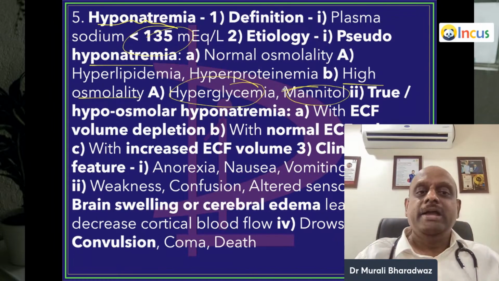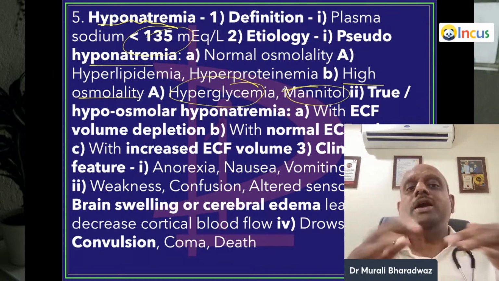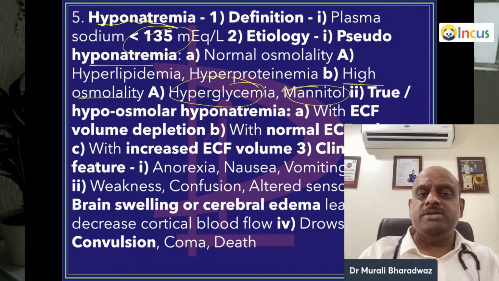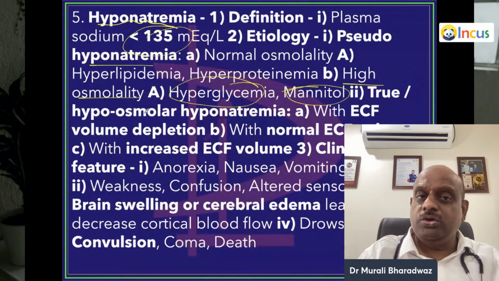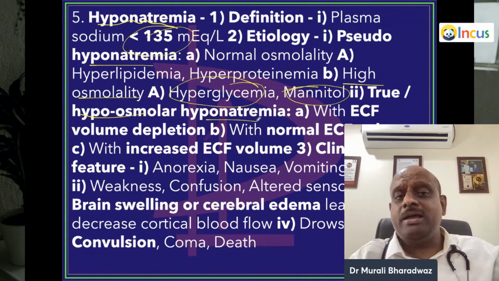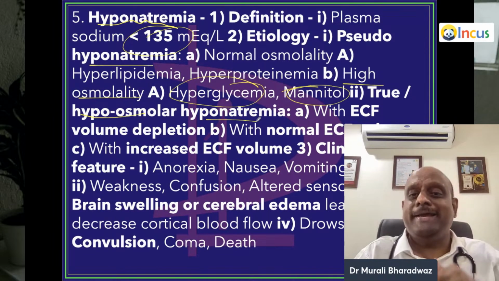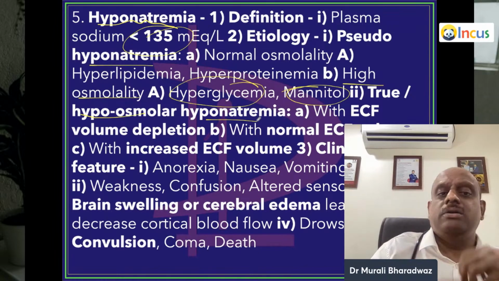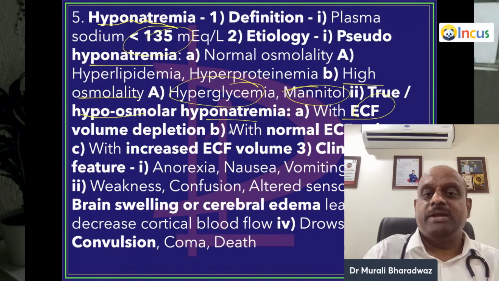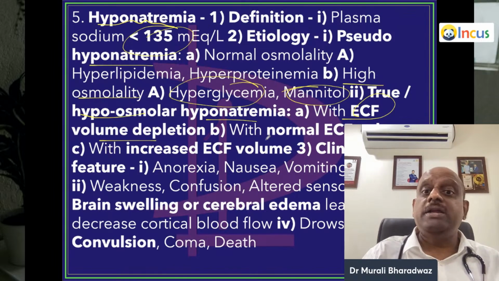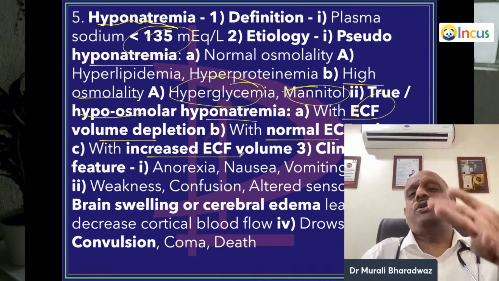Then what is meant by a true hypo-osmolar hyponatremia? Whenever hyponatremia is there, what do you expect? Osmolarity to be low, right? So when hyponatremia is associated with hypo-osmolarity, you call it a true hyponatremia. So once more, how do you divide the true hyponatremias? Look at their ECF. Conditions where ECF volume depletion is there, or conditions with normal ECF volume with hyponatremia, or conditions with increased ECF volume with hyponatremia.